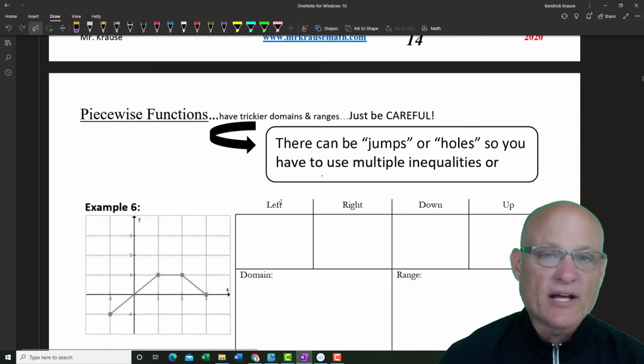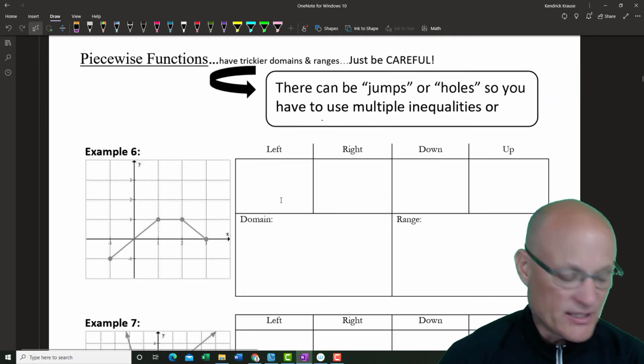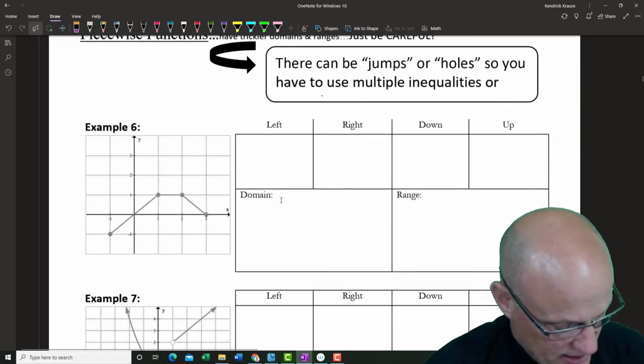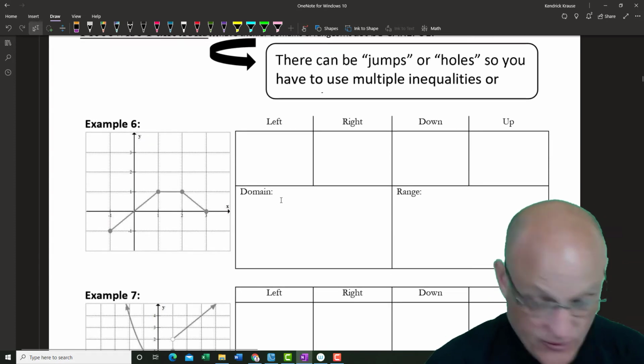You've seen piecewise functions before, right? We're going to talk about this as the year goes on. But I know you've seen piecewise functions.